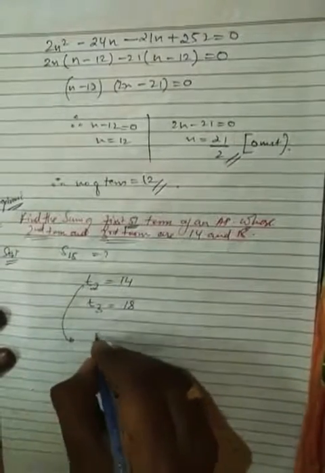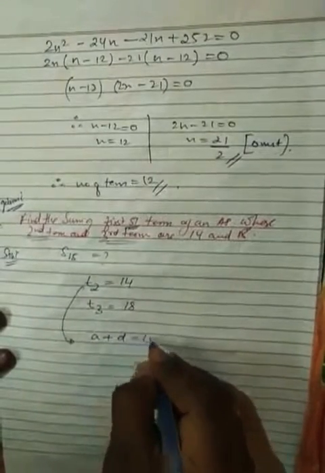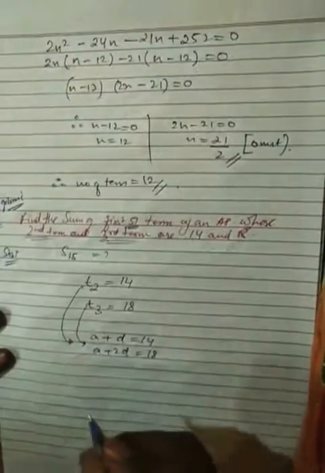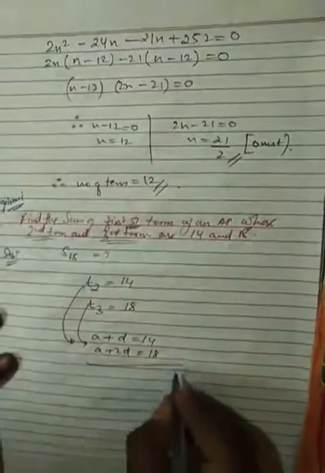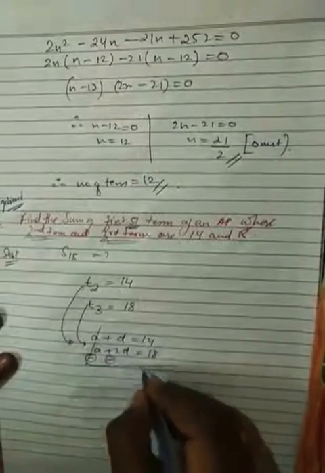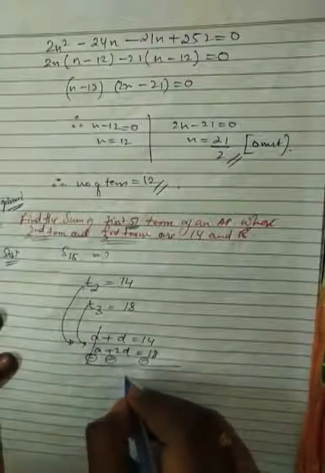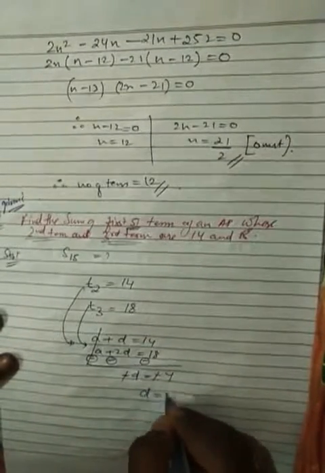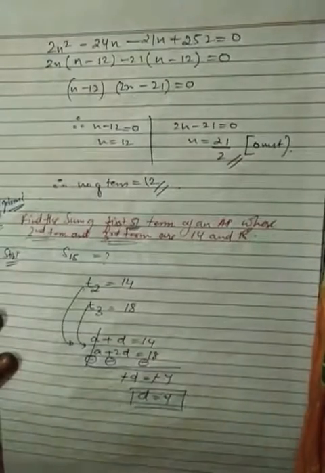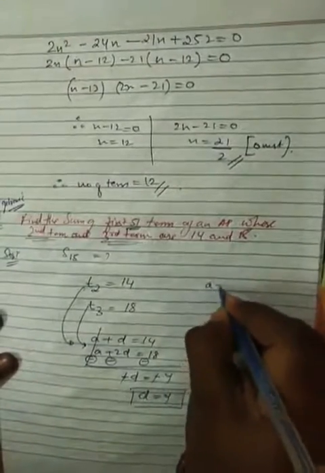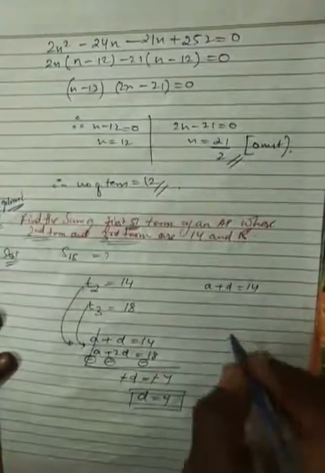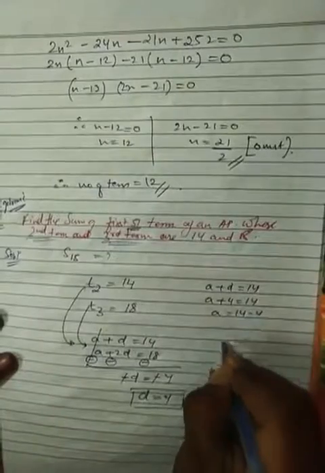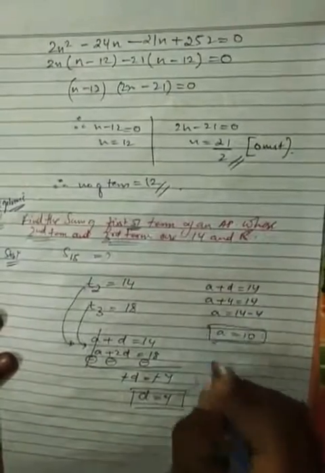T2 means A plus D equals 14 and A plus 2D equals 18 is given. Clear? Understood or not? So if I solve this one, subtracting, this will give you how much? Will give you minus D equals minus 4. So D will be equal to 4. Clear or not? Understood? So D we have got. Now calculate A. A plus D is 14. So A plus 4 is 14, A equals 14 minus 4, A is 10. Clear? So A and D we have got.